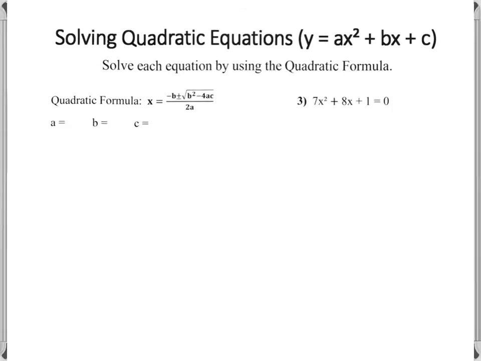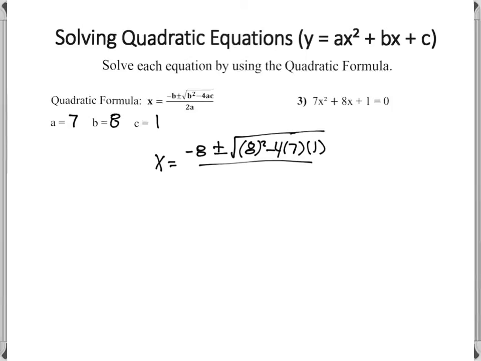So question 3, 7x squared plus 8x plus 1 equals 0. Well, our a value would be 7, our b is 8, and c is 1. Plugging this in the quadratic formula, you get negative 8 plus or minus the square root of 8 squared minus 4 times 7 times 1, all over 2 times 7. So as we simplify what's under the radical, we get negative 8 plus or minus the square root of 36 over 14.